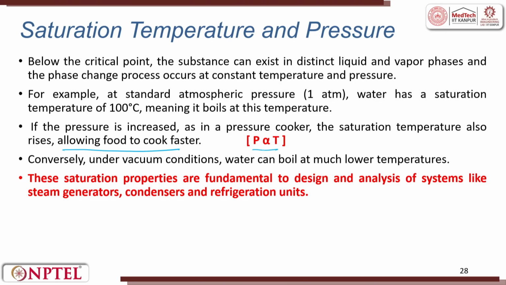P is directly proportional to T, where volume is constant. Conversely, under vacuum conditions, the water can boil. You put water inside a container and you reduce the pressure. The water can boil at a much lower temperature. Now, friends, what is the lead statement you get? If you want to change the phase, you can increase the temperature or you can change the pressure. When you reduce the pressure at a lower temperature, the water starts boiling.